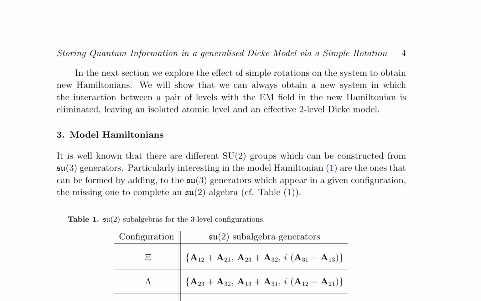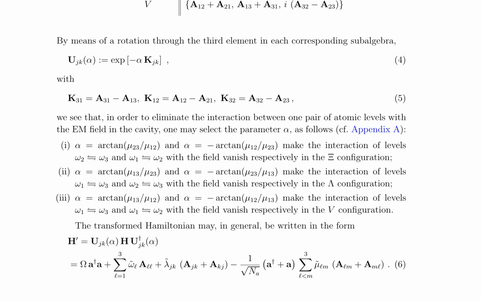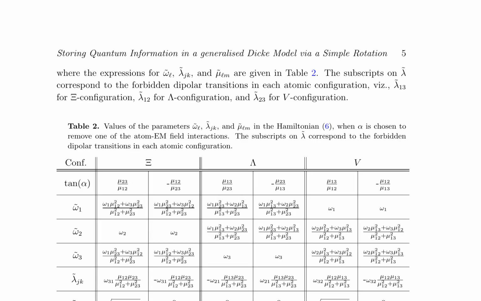The transformed Hamiltonian, H, is expressed in equation 6, where the transformed frequencies and coupling constants are denoted with a tilde. This new Hamiltonian can be used to store quantum information effectively in the generalized Dicke model via a simple rotation. The paper explores the effects of these rotations on the system, providing new Hamiltonians that can be used for various applications.